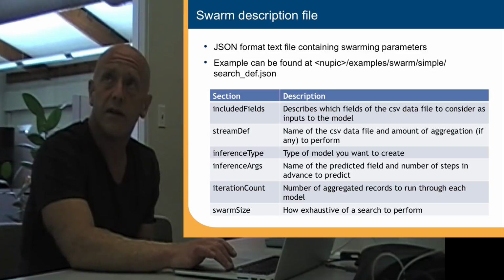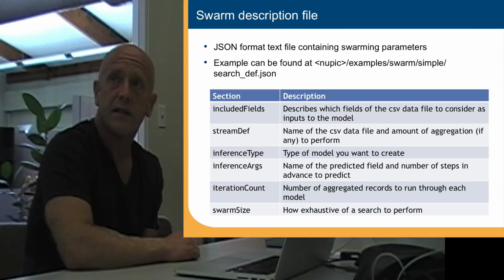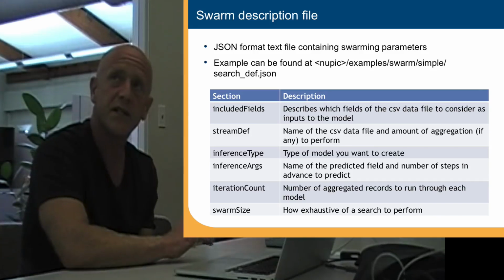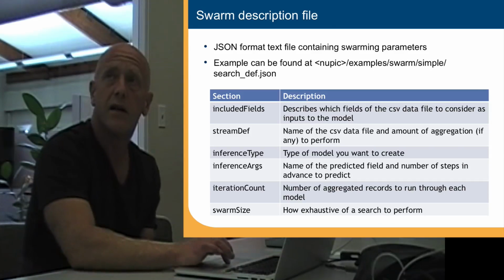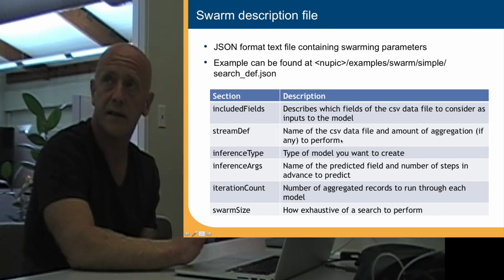Okay, so you feed a swarm 2 things, a swarm description file and a data file. The swarm description file is a JSON formatted text file, and it has kind of meta information about the swarm that you want to run. At a high level view, there's a section that tells which fields from your data file you want to consider as part of the model. A stream definition, which contains the name of the file that you're going to feed in and the amount of aggregation you're going to perform.